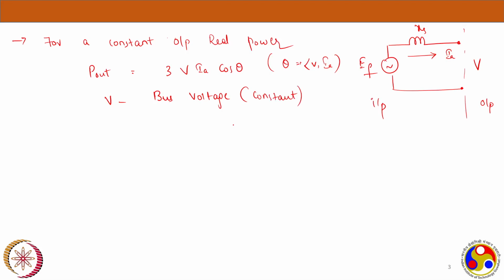Now, from last week's discussion, we have also derived a power equation. You remember E equals V plus Ia times jXs, and then substituting in the apparent power equation, P out, which is 3 V Ia cos theta, is also equal to 3 E V by Xs sin delta. Now this is constant.